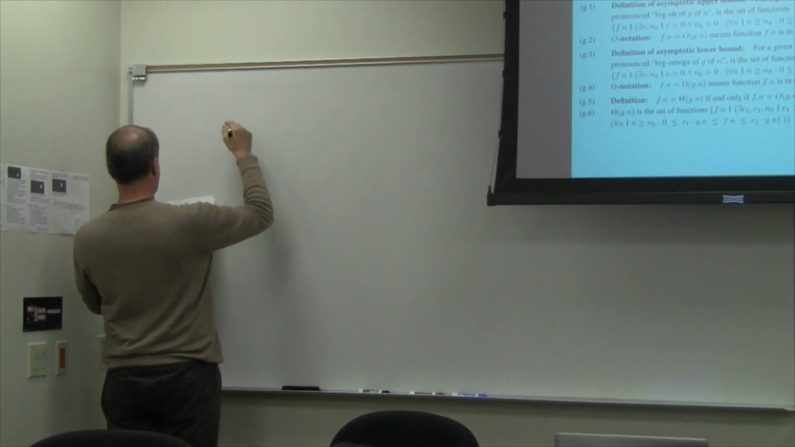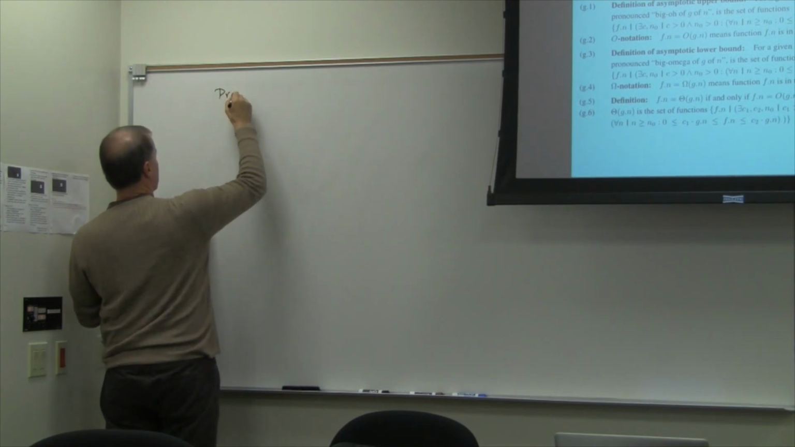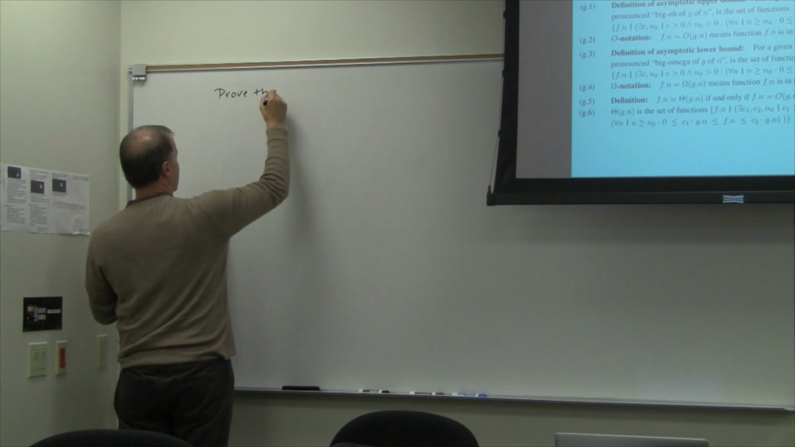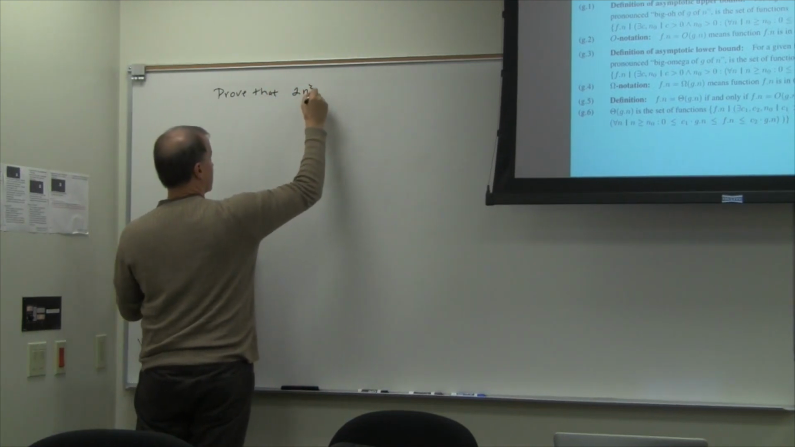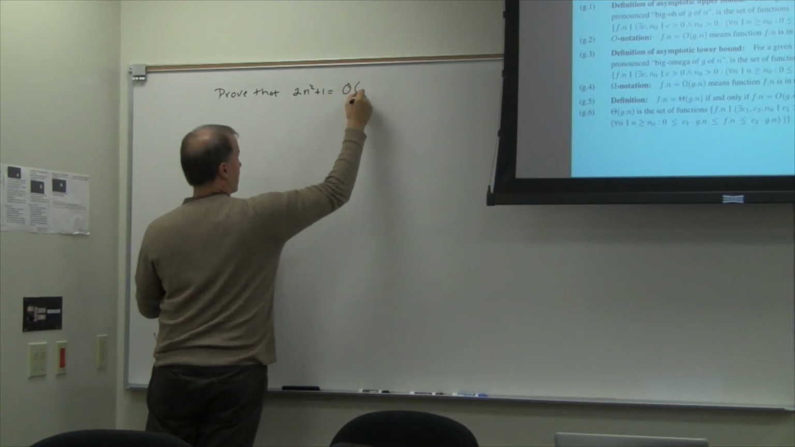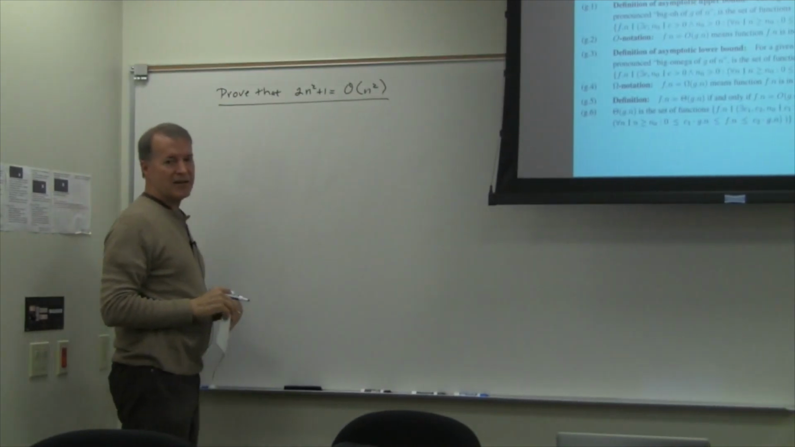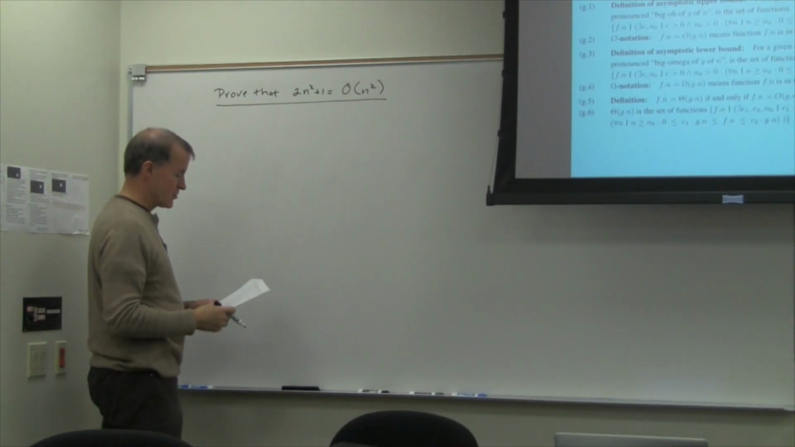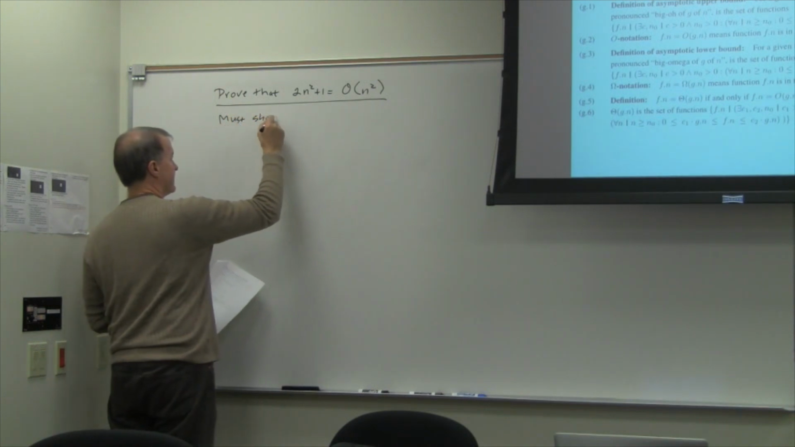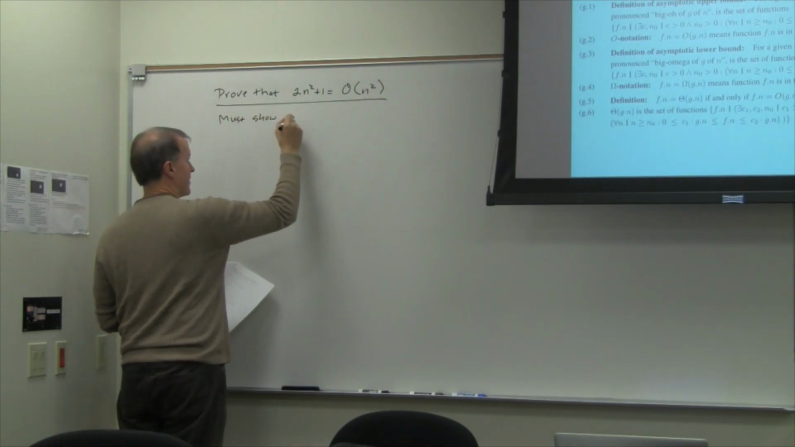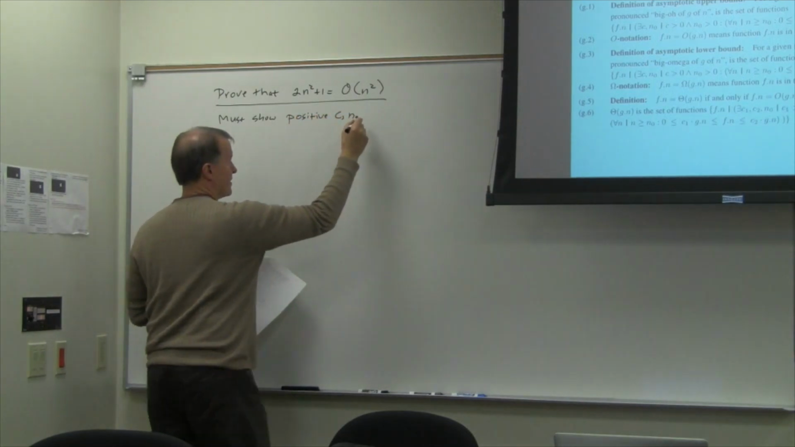Let's prove that 2n squared plus 1 is big O of n squared. Now, every time you do this, you have to write down what it is that you must show. Must show what? What do we always say? Positive C. Exactly. Positive C and n naught such that what?